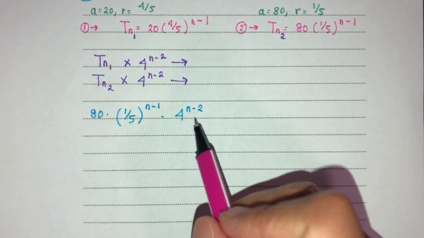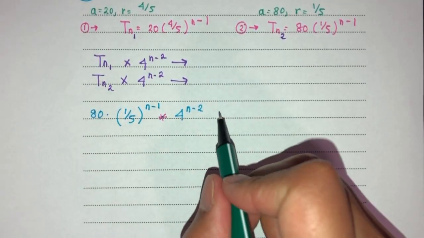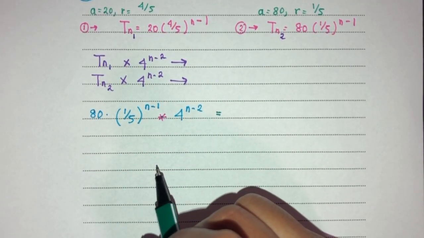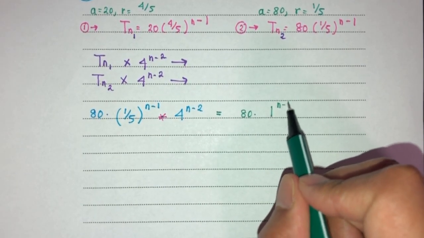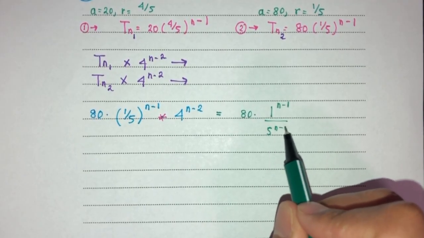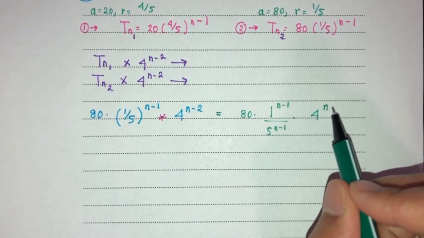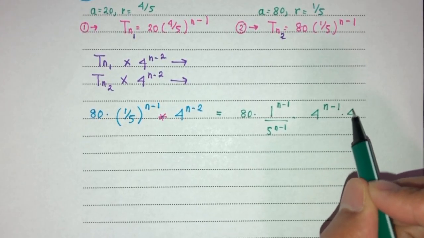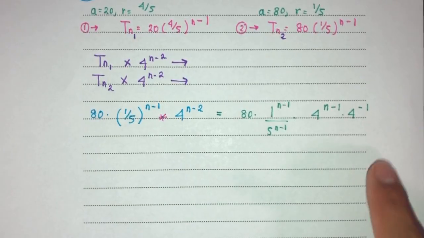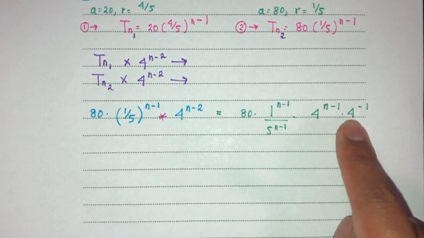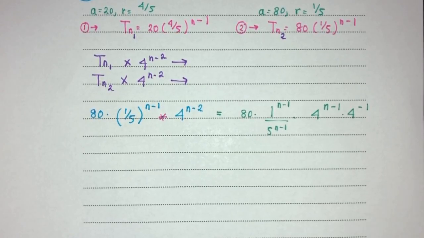Now let me break this down. First thing first, I can play with that. That will be 80 here, 1 power n minus 1 over 5 power n minus 1, times 4 power n minus 1 times 4 power minus 1. If that makes sense, I can just take 1 off and write this in terms of this. Hopefully that makes sense in terms of how we use indices.